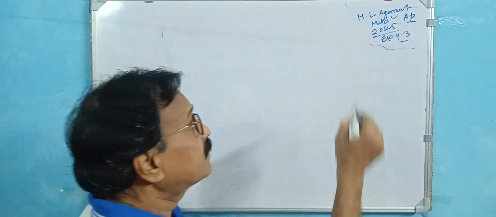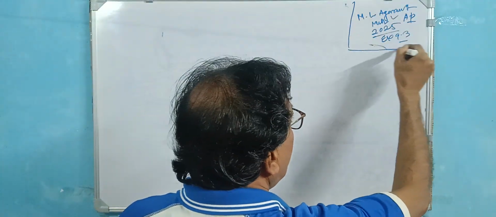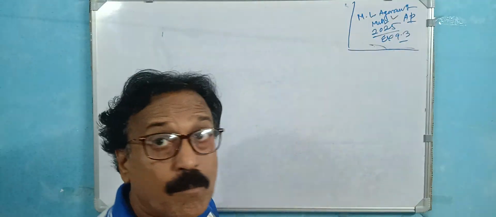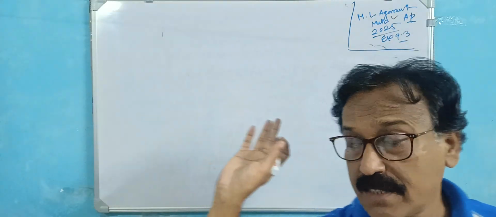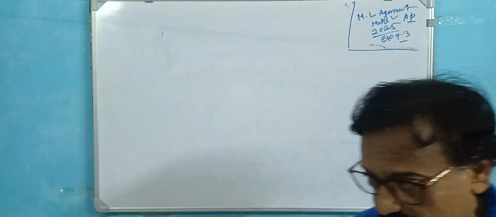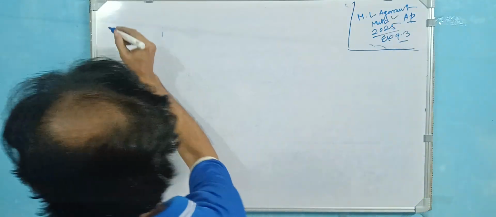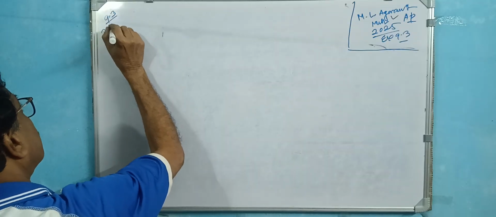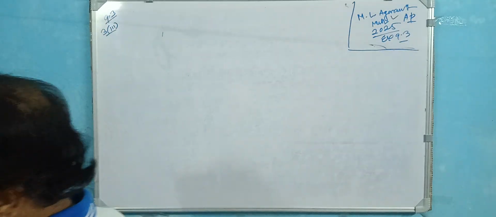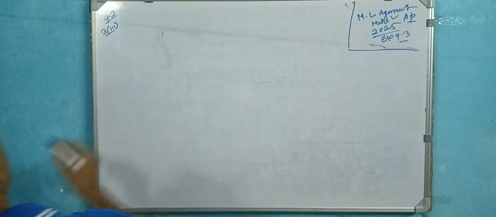Today I will also discuss the AP from the R.S. Aggarwal 2025 edition. The exercise is 9.3. Let's discuss sum number 3 here today. Given: what is given?